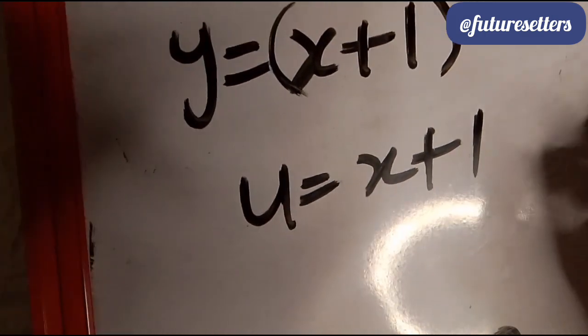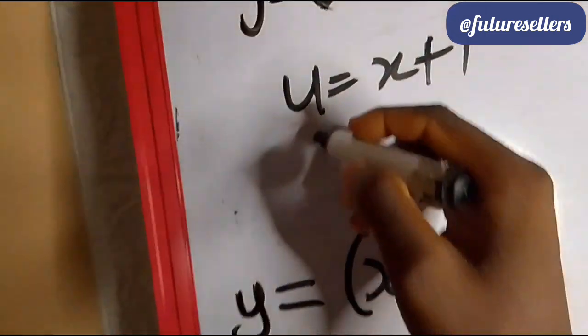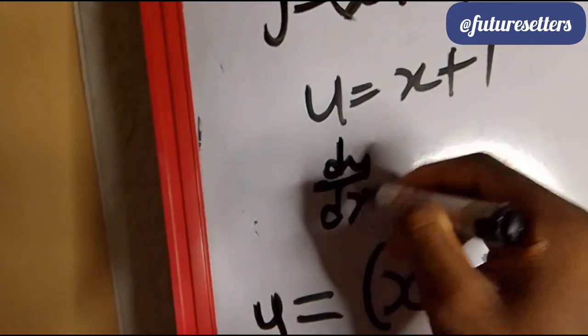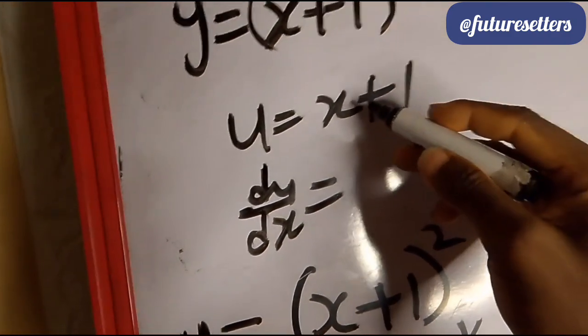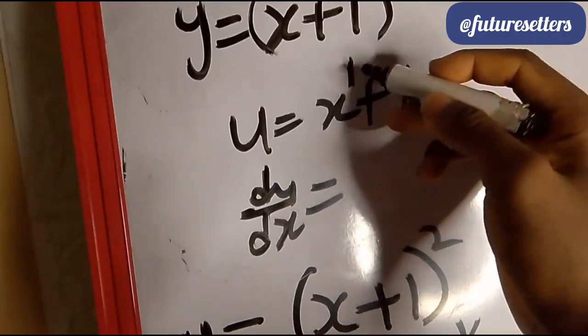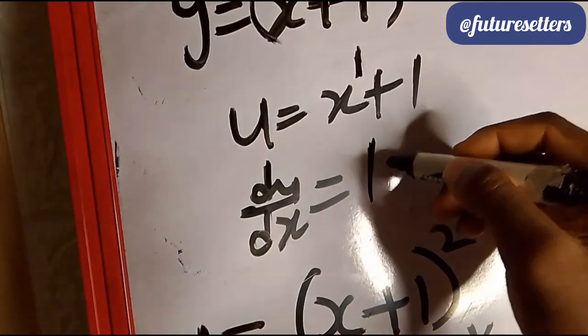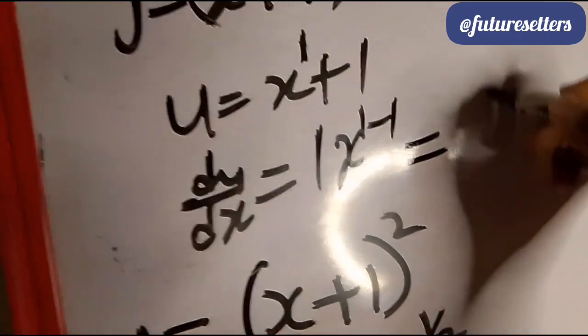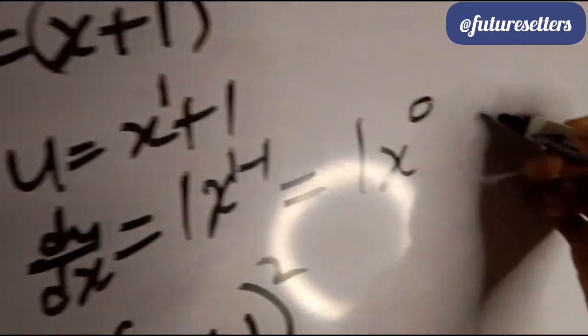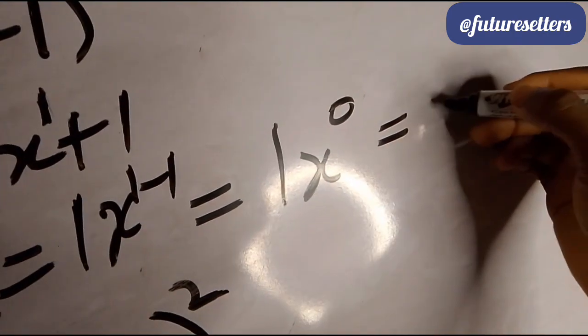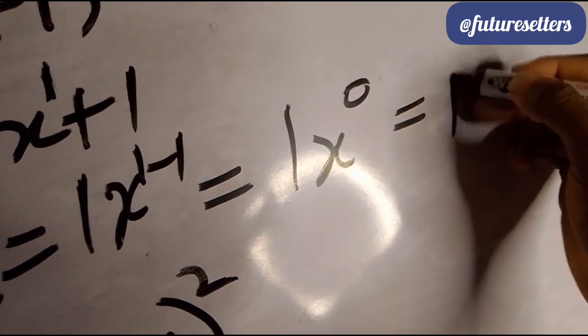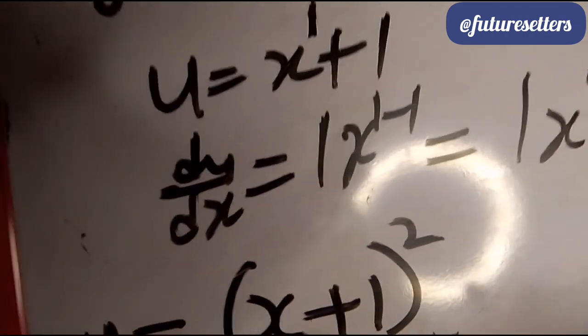So if u is x plus 1, we're going to differentiate u in respect of x, which will give us du/dx is equal to, well, if you have x raised to power 1, we'll bring 1 back. So that's 1 times x raised to power 1 minus 1, and this will give us 1 times x raised to power 0. Any letter raised to power 0 is 1. So du/dx is going to give us 1.